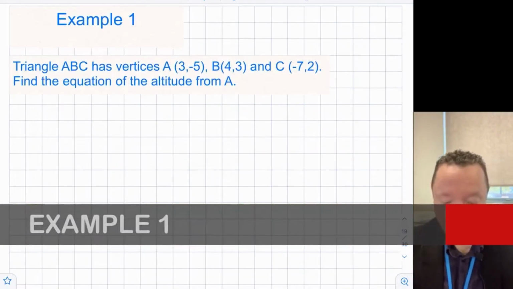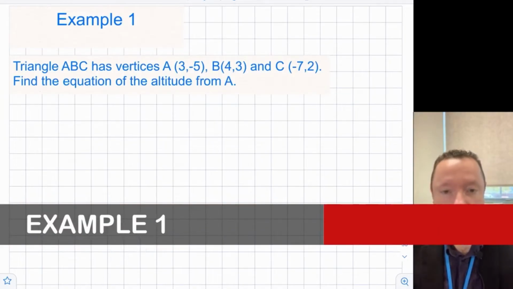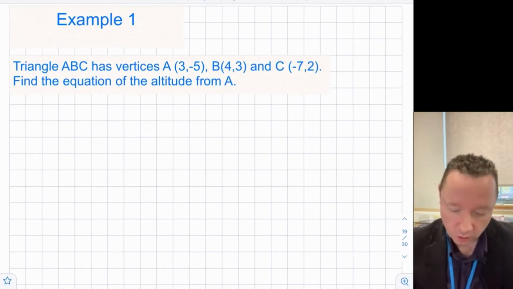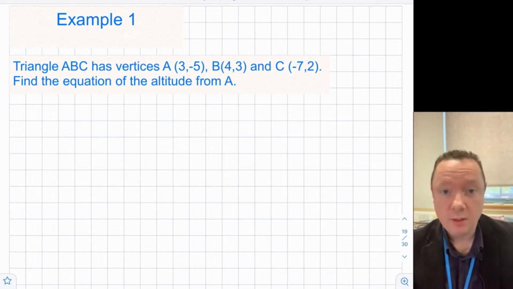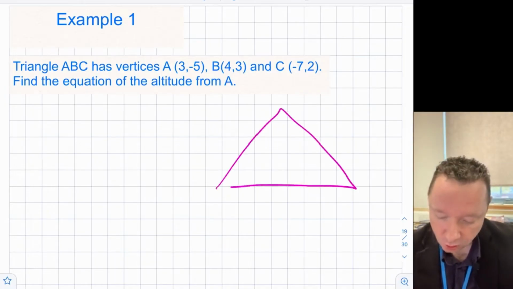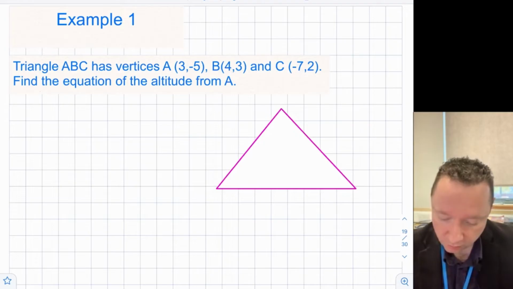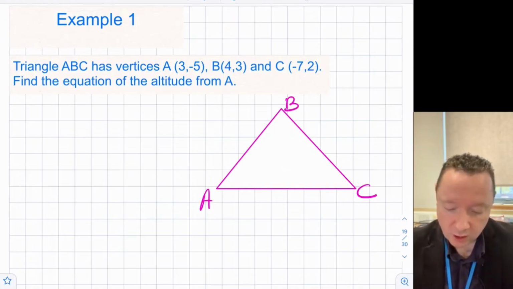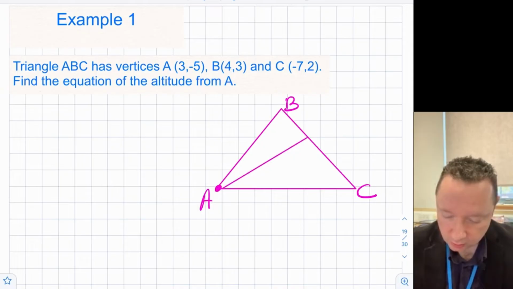Example 1 says triangle ABC has vertices A(3, -5), B(4, 3), and C(-7, 2). Find the equation of the altitude from A. I always find it handy to draw a simple sketch so that you understand what's going on. So if I draw a random triangle, a really quick sketch at the side, and call the first one A, the second one B, and the third one C. It says the equation of the altitude from A, so I go across from A, meeting that line at right angles.